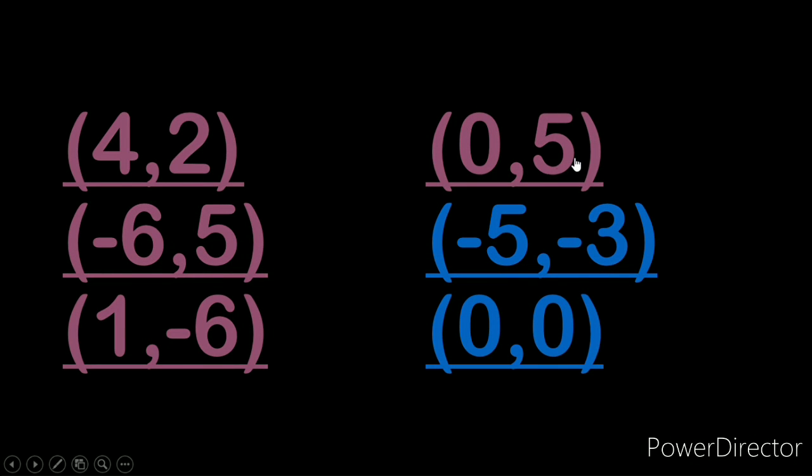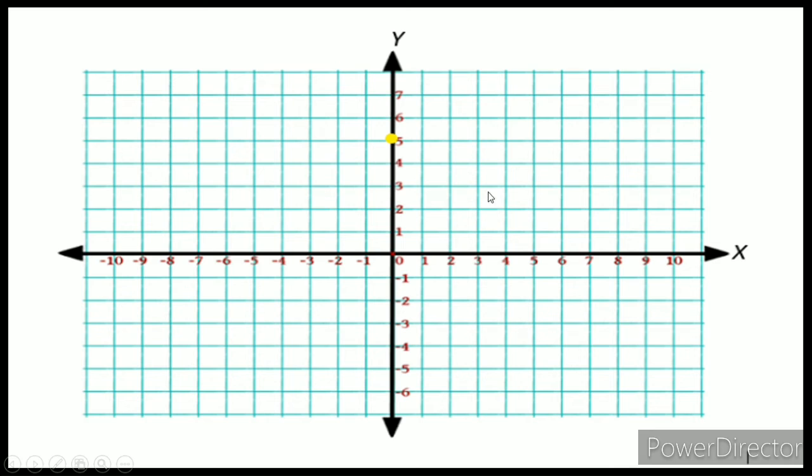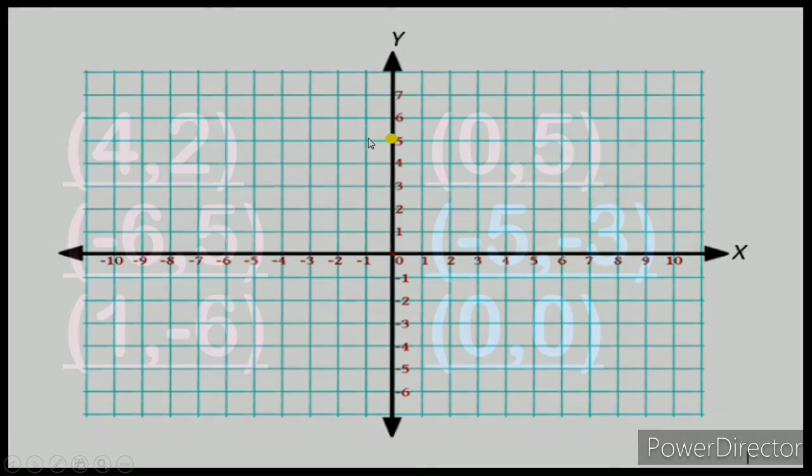So next we have (0, 5). (0, 5) is located over here. Since 0, our x-coordinate, is located here at the center, then our y-coordinate is 5. Since it is positive, we have to move upward on our y-axis. So we have 1, 2, 3, 4, and 5. So (0, 5) is located over here.